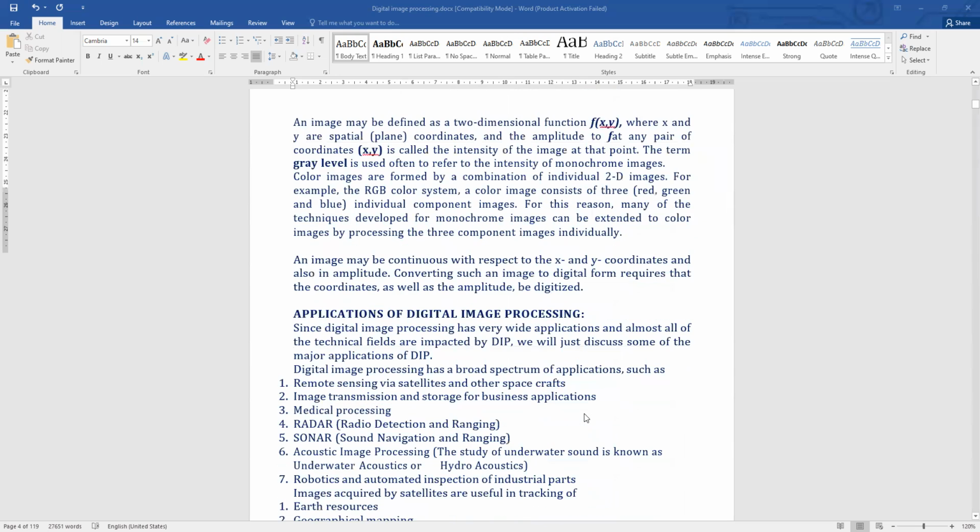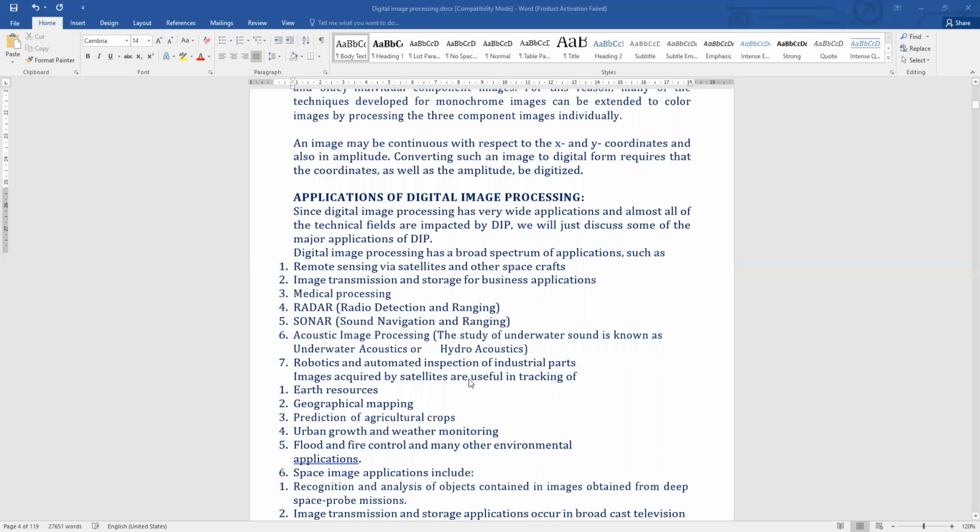An image may be defined as a two-dimensional function f(x,y), where x and y are spatial plane coordinates. The amplitude f at any pair of coordinates is the intensity of the image at that point, for which the term gray level is used. Color images are also two-dimensional, for example the RGB color system: red, green, blue, individual components, for the reason that many of the techniques were developed for monochrome images. An image may be continuous with respect to x and y coordinates.